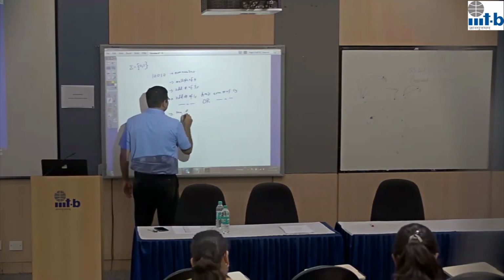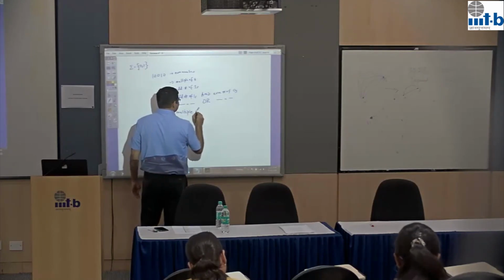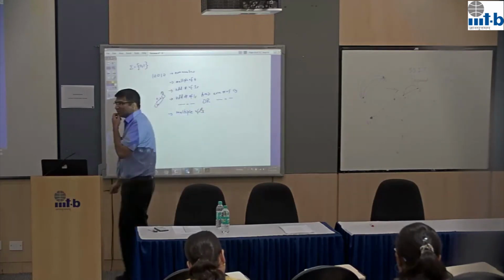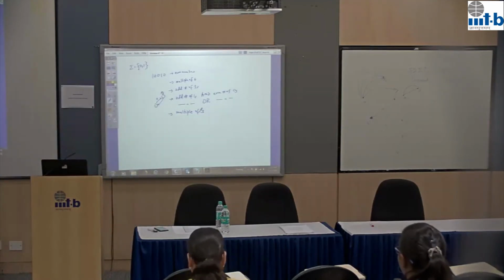multiple of any arbitrary number. So let me say multiple of 3. Any binary number which is a multiple of 3, can you recognize it using a state machine? How would you do that?